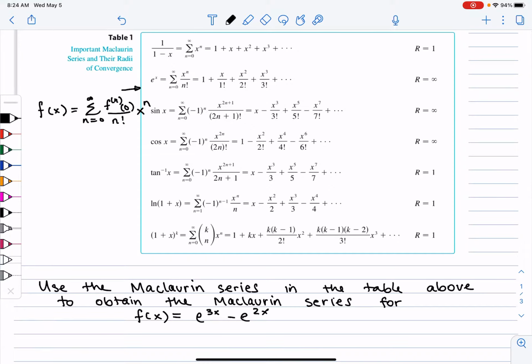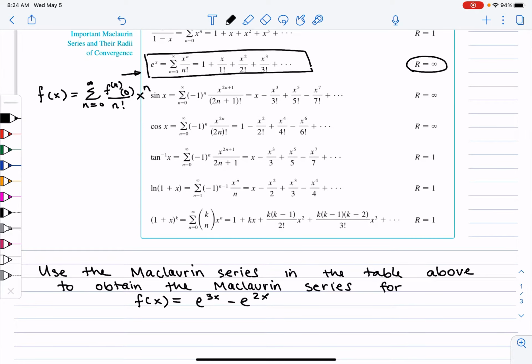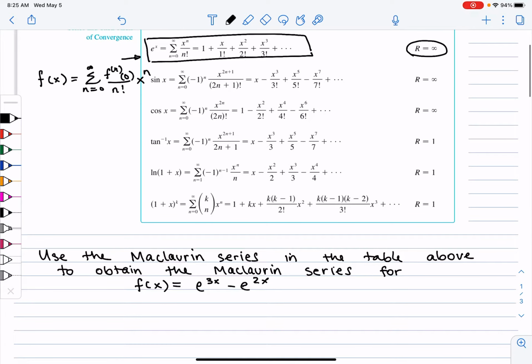So we're going to use the Maclaurin series for e to the x. I want you to notice that the radius of convergence is infinity. So if we're going to use the Maclaurin series for e to the x to obtain a new Maclaurin series for this function f of x, which equals e to the 3x minus e to the 2x, then we're going to start by getting the Maclaurin series for e to the 3x.